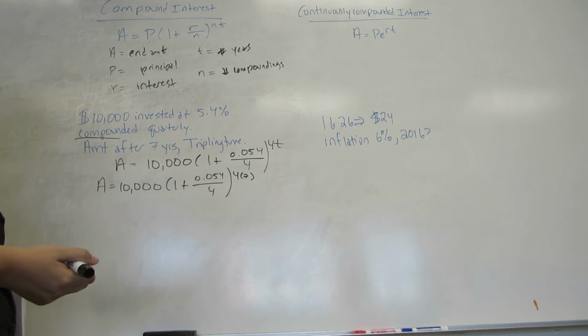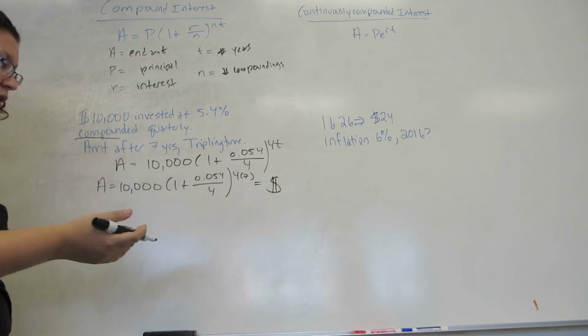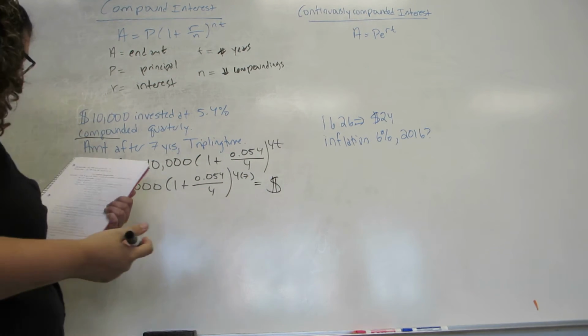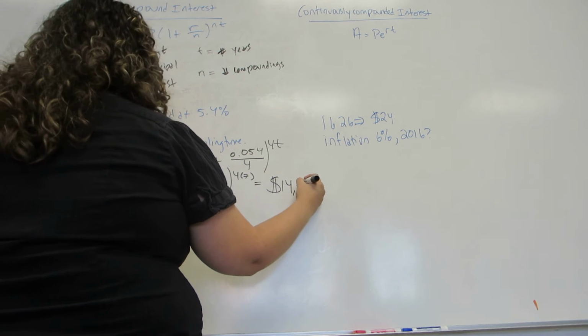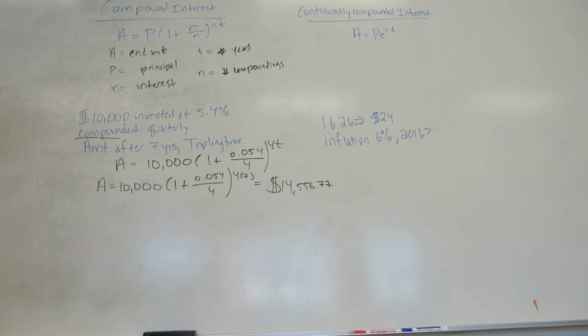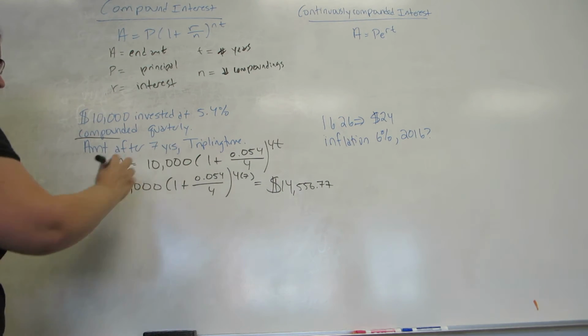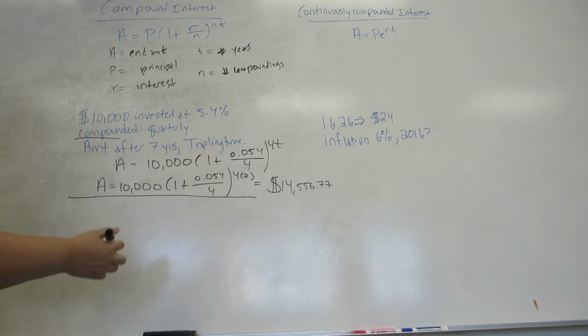So this is where we pull out our handy calculator. Don't forget that this problem needs the dollar sign in front of it because I'm actually computing an amount of money. And your calculator will tell you that this turns into $14,556.77.